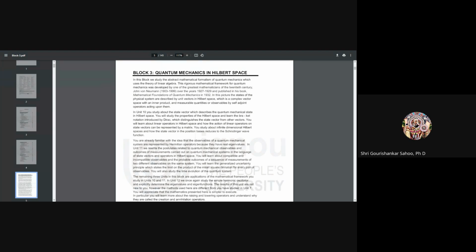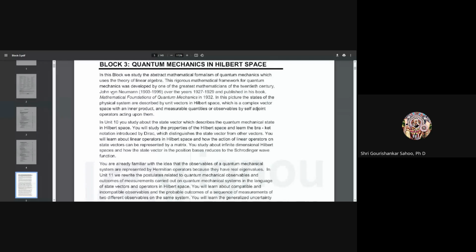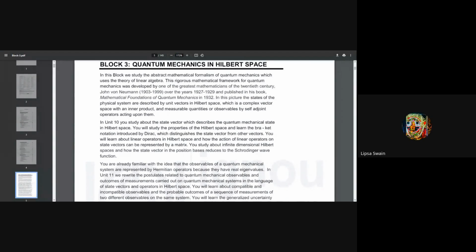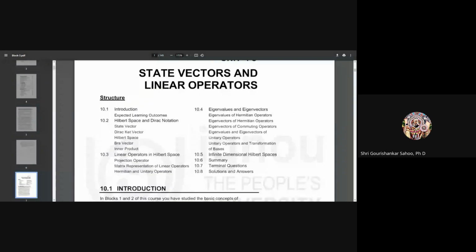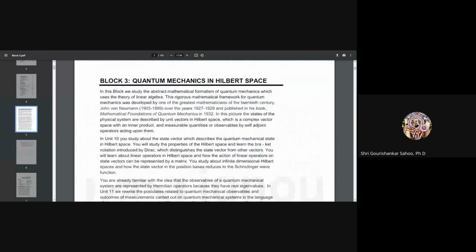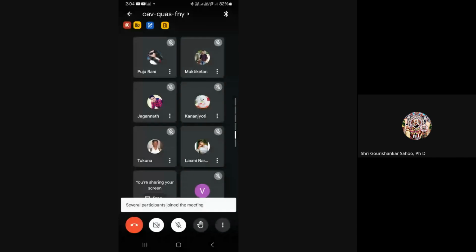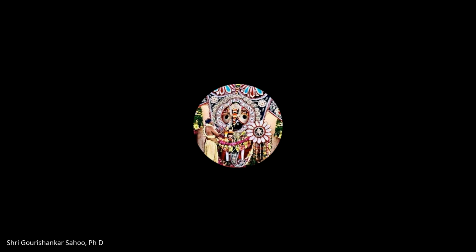So let us go through this text. Is the screen visible? I think it is visible now. So go through this text. Then we'll start discussing what is state vectors and linear operators. Okay. So let us have this. And after you go through this 2 pages text, 1.5 page text, then we'll discuss it further. Please go through this.